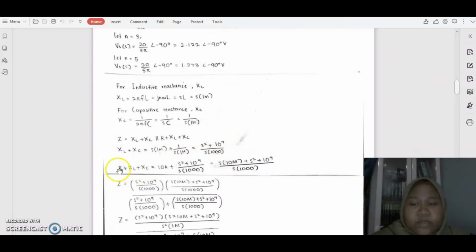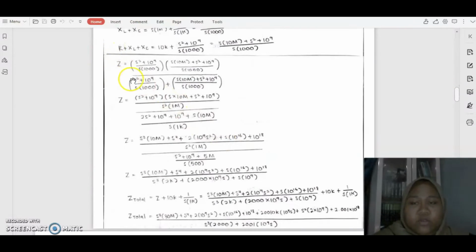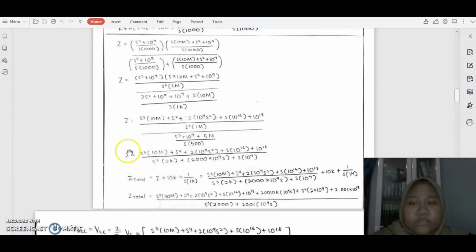And for R plus XL plus XC is equal to 10 mega s plus s squared plus 10 to the power of 9 over 1000 s. Then we can find the Z. So to find the Z, we need to insert all the information obtained to get the Z. So this is the answer for Z.